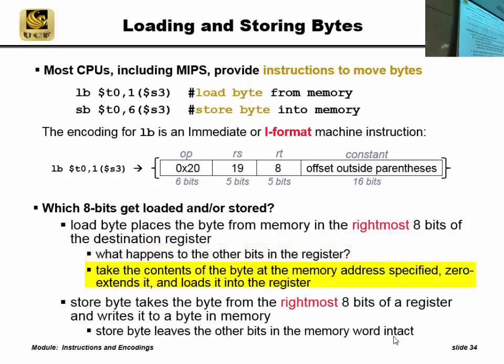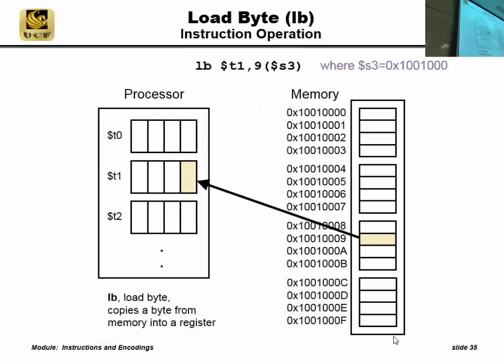And store byte is going the other way. We take the rightmost bits of the register and we put it out to memory. What about the other 24 bits? It's going to overwrite them. Okay. Does it change the value? No, it just leaves them intact. So let's make this visible so you can see it. The diagram's always worth 1,000 words.